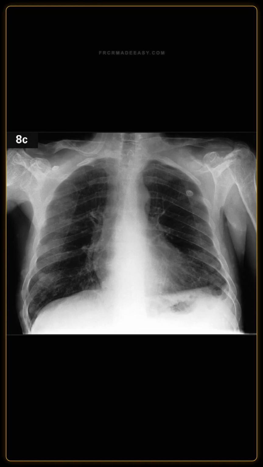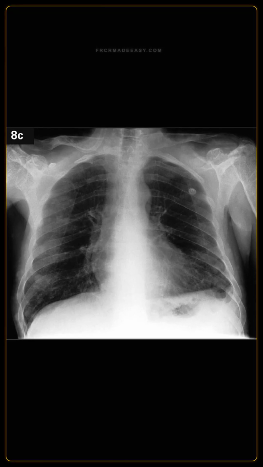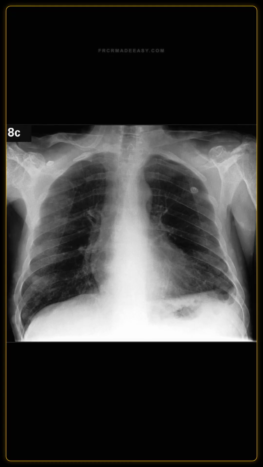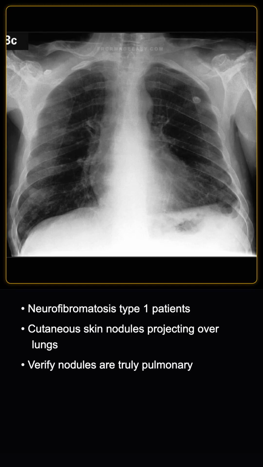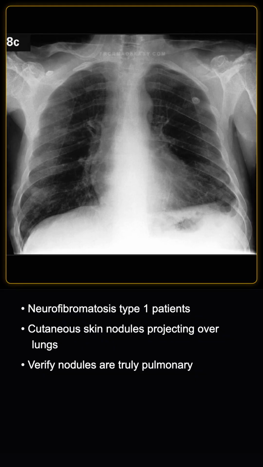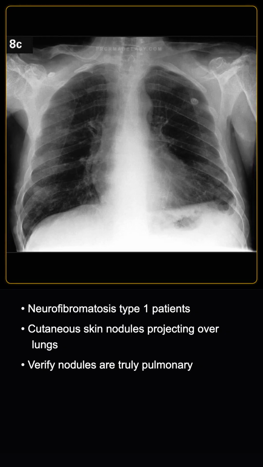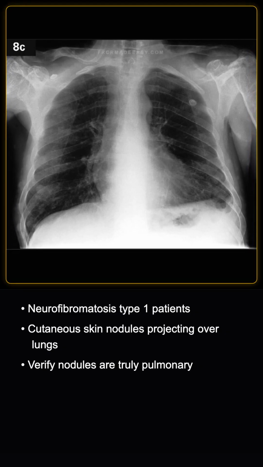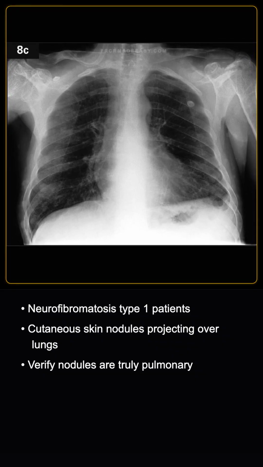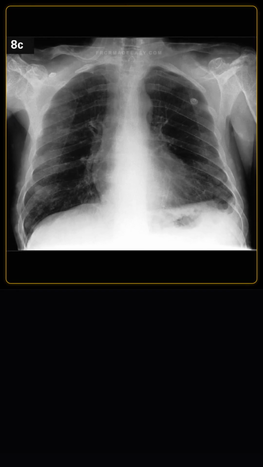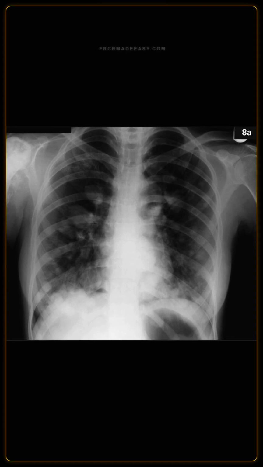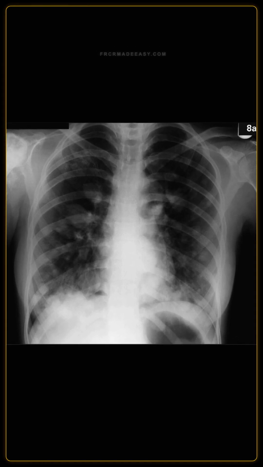I am showing you a chest radiograph from a different patient. What classic diagnostic pitfall does this illustrate, and how do we avoid it? This chest radiograph from a patient with neurofibromatosis type 1 illustrates how cutaneous skin nodules can project over the lung fields and masquerade as pulmonary nodules. We must carefully verify whether nodules project outside the lung zones or extend into the subcutaneous tissues to avoid this pitfall.